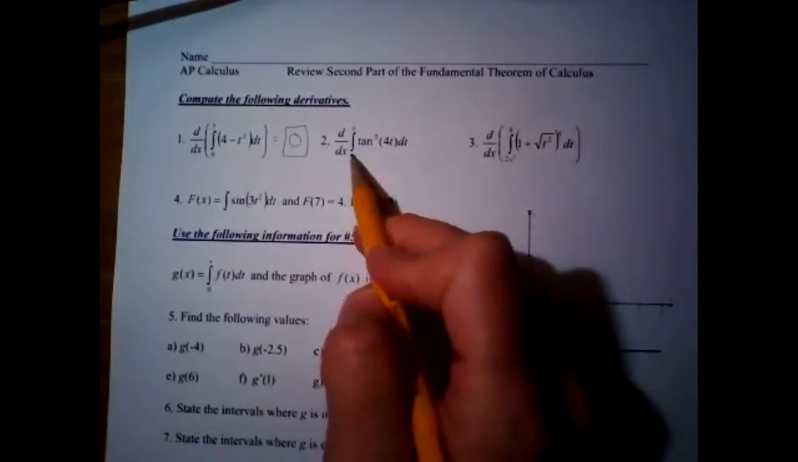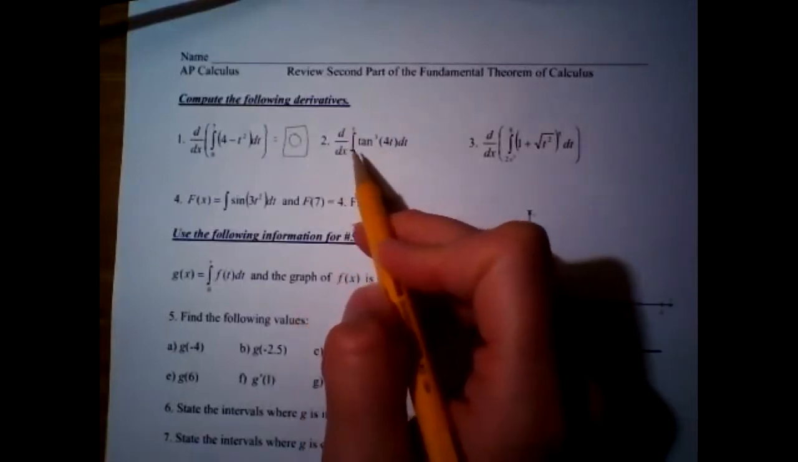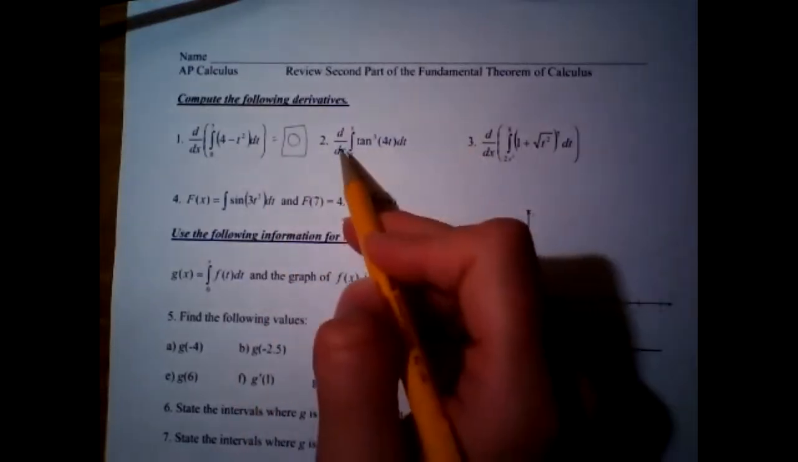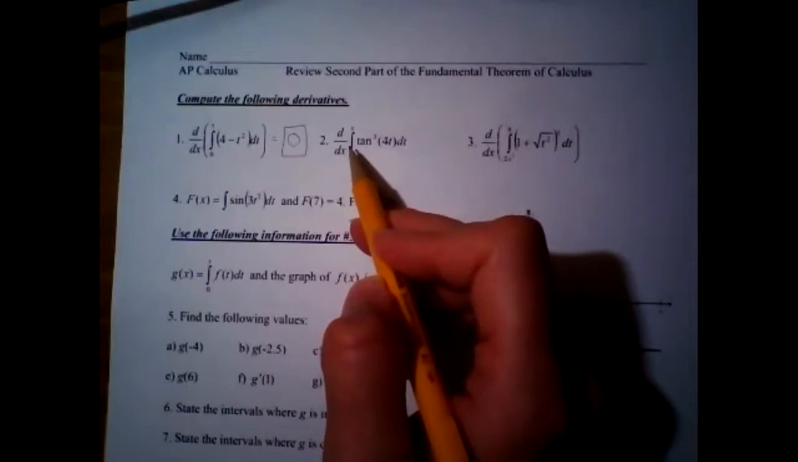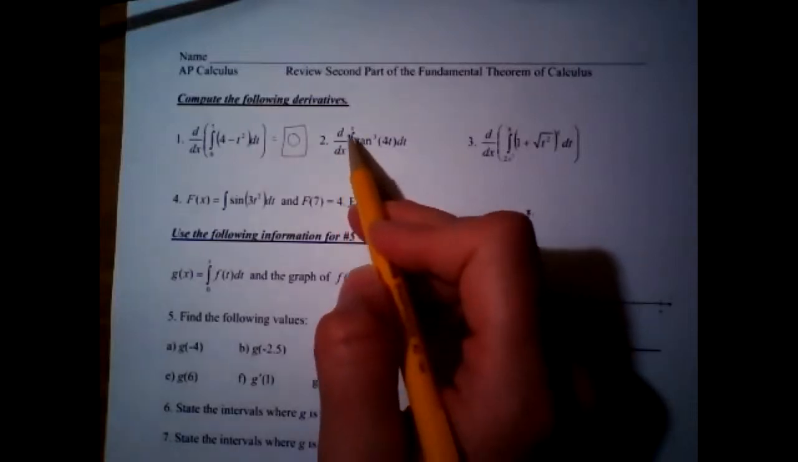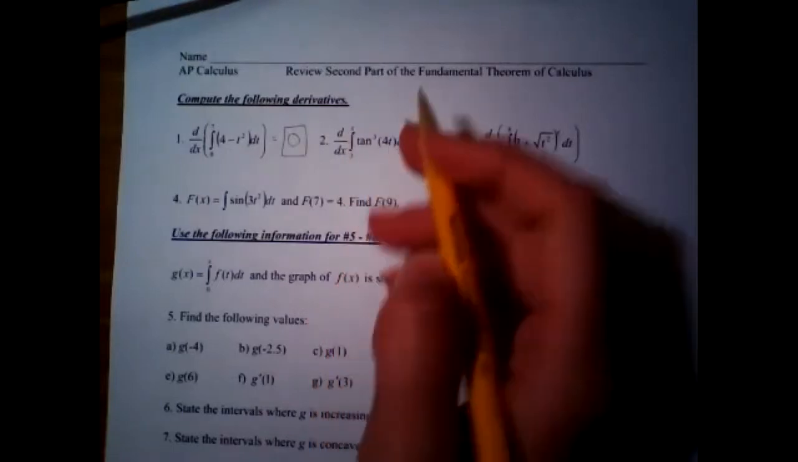All right, for this one, all you have to do is take x and plug it in for t. Remember, I said the only way you're going to miss these is if you try to do anything. The derivative and the integral cancel each other out. Like they undo each other. So you're not doing an integral, you're not doing a derivative. All I have to do is plug x in. So this would be tangent cubed of 4x.